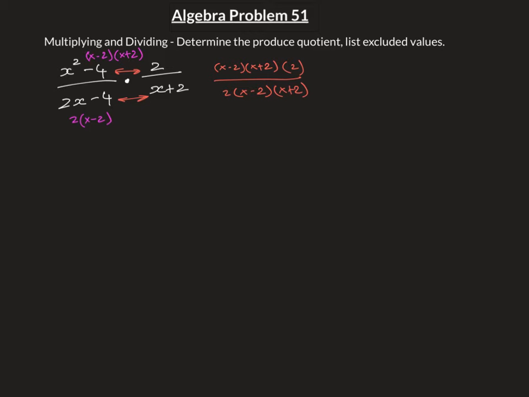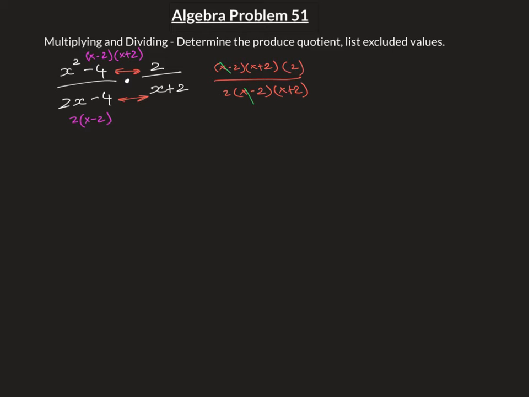So now the next step that you want to do is you want to take all your numbers here and see, can we cross out anything in our numerator that's in our denominator? Let's take x minus 2. If that's in our numerator, is that in our denominator? Yes, it is. So that means we can just cross these guys out.